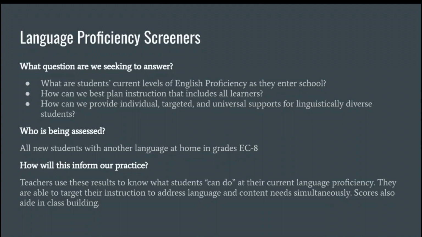And how does this inform our practice? It really does inform how we support students who are English learners, but the way it's presented to us is through can-do descriptors. What can students do at the level of English proficiency that they currently are at, so that then we can tailor instruction that way. We're able to target that instruction to address language and content needs simultaneously. Of course, also aid in class building and grouping so that we make sure that we're supporting students adequately.